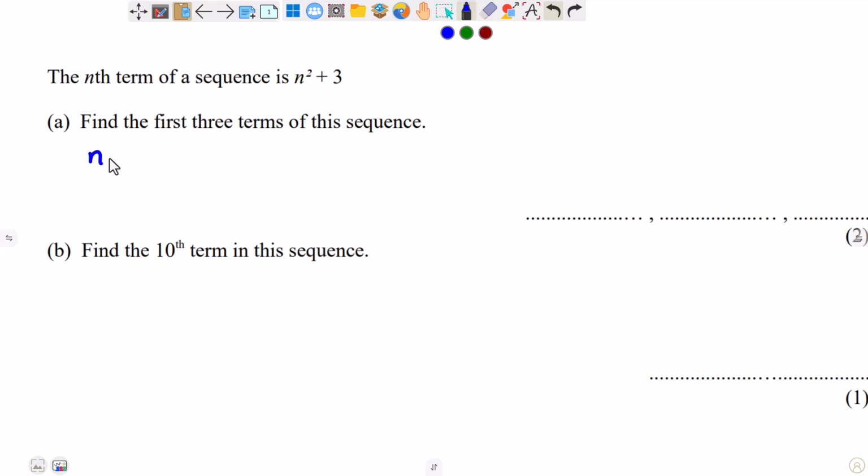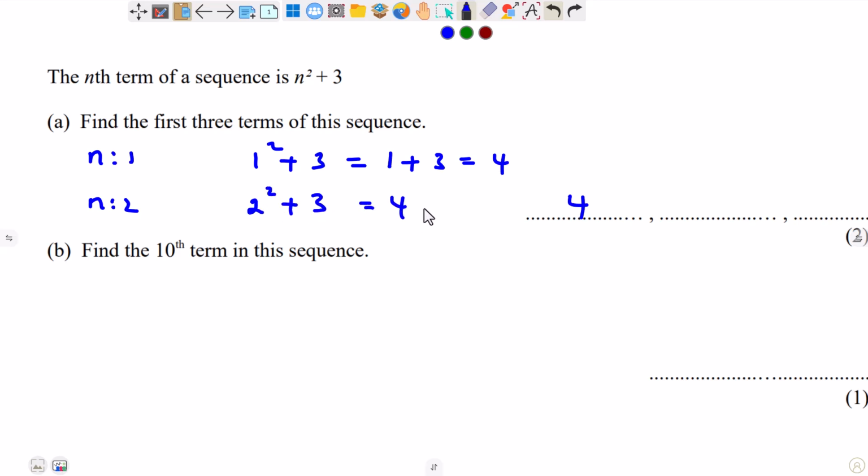So to find the first term, I will have to do 1 squared. I have to replace n by 1 and add 3 to it. And 1 squared is 1 plus 3, and that gave me 4. So 4 is the first term. And the second term, again, I will have to replace n by 2. That is 2 squared plus 3. And 2 squared is 4, add 3, that's 7. So the second term here is 7.